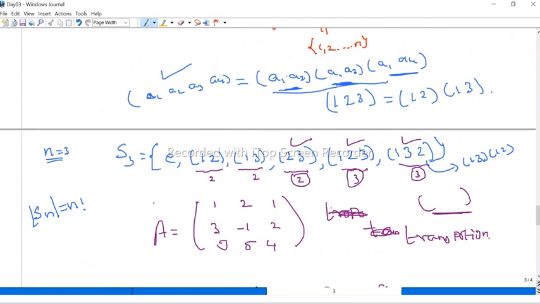Now look at this, we have 1, 2, 3. 3 is an odd number, therefore this permutation can be expressed as a product of an odd number of transpositions, so this is an odd permutation. Look at this one, 1, 2, 3: there are 2 transpositions, therefore this is an even permutation. I simply say, if the cycle length is odd, this is an even permutation. If the cycle length is even, because 4 is even, we say it's an odd permutation.